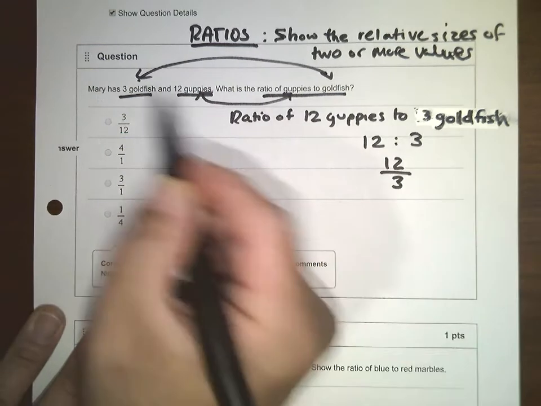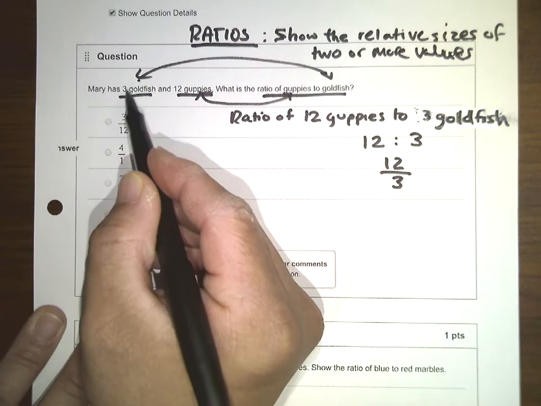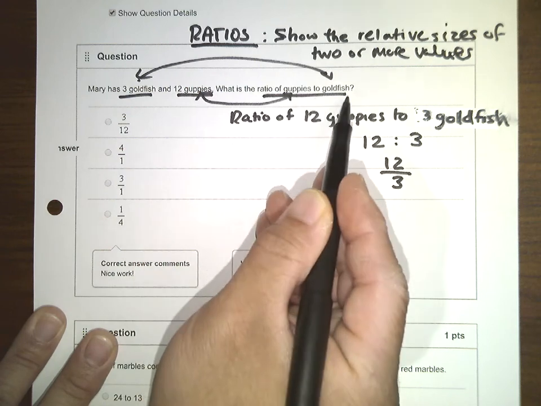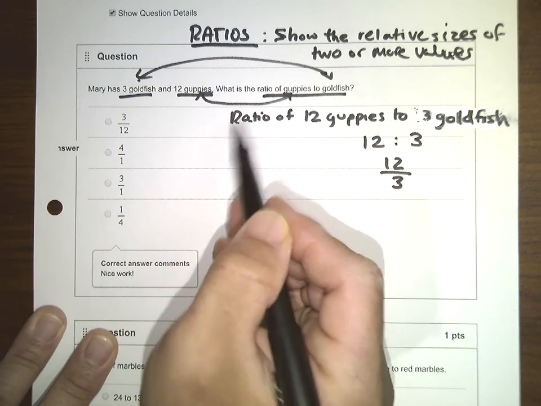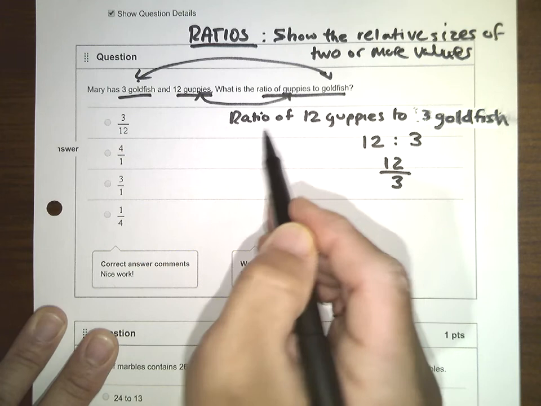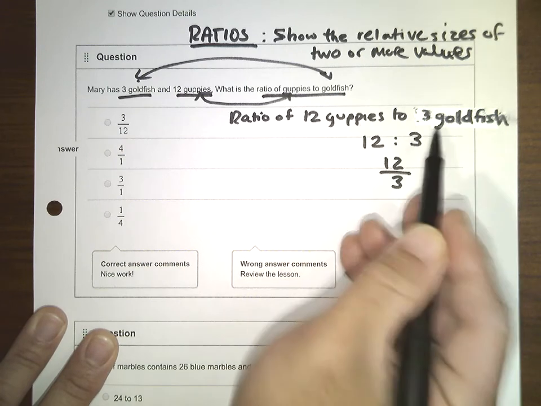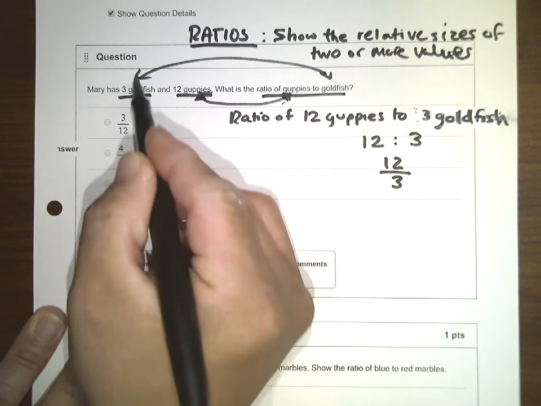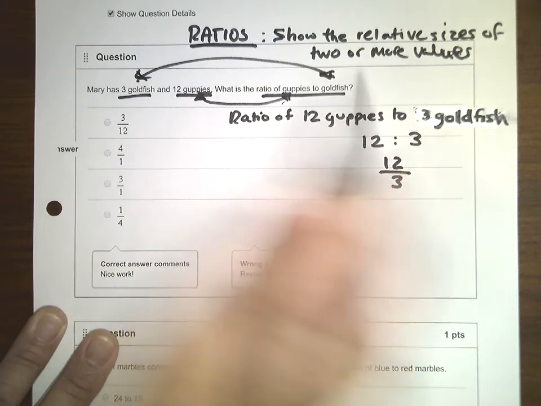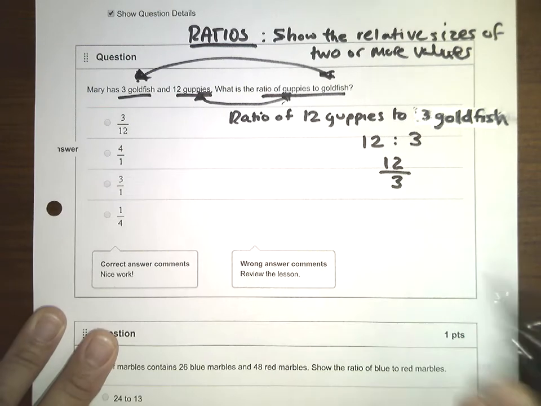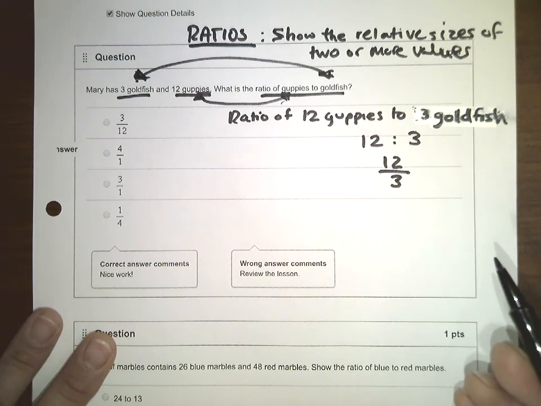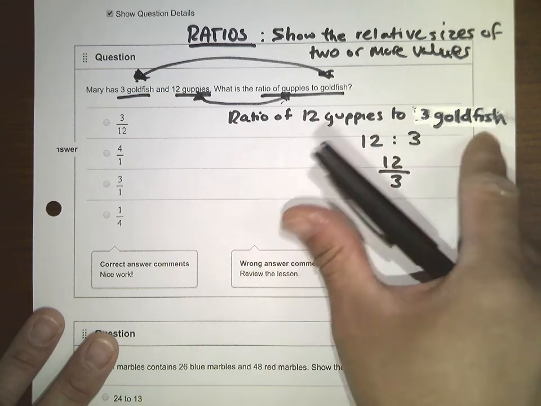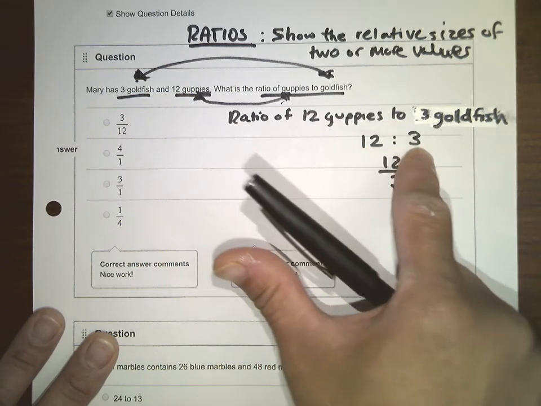So in this first example, it says Mary has 3 goldfish and 12 guppies. What is the ratio of guppies to goldfish? Well, we know that's the same as the ratio of 12 guppies to 3 goldfish because Mary had 12 guppies and Mary had 3 goldfish. Now, another way to write a ratio rather than just saying 12 guppies to 3 goldfish is 12 colon 3.